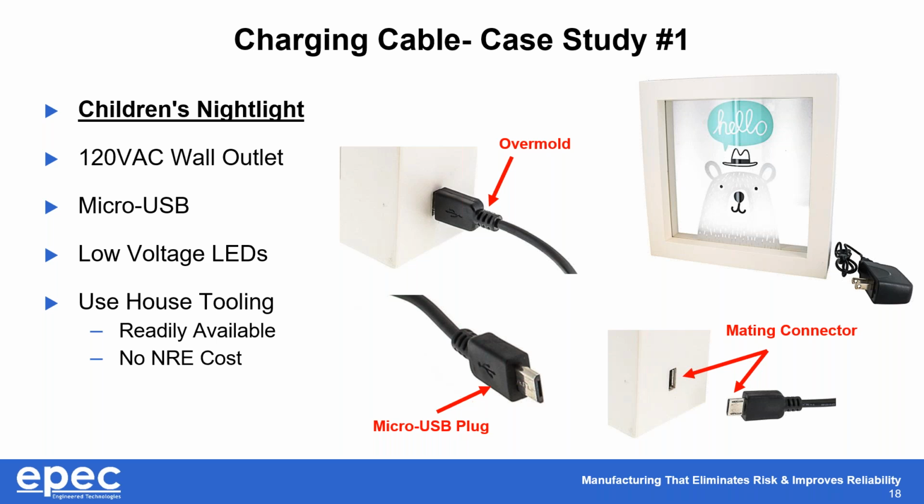This is powered by your 120 volt AC wall outlet, typical USB charger. We're energizing low voltage LEDs. Typically an application like this is 5 volts DC or less to excite them. And the type of cable that's connected here is typically a USB standard, but with this application, usually just the power legs of that USB cable are used, and the data legs are either omitted or just blanked out on the connector. So one of the benefits to this type of cable is this is common, and we have house tooling readily available that we can use on this type of project.